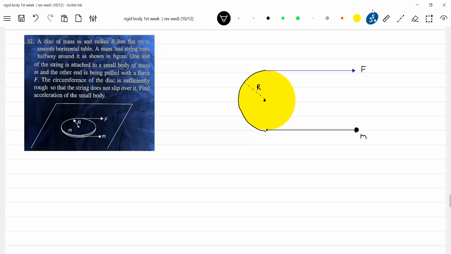There's a force applied. The disk is having a mass m, this particle. Both are lying on a smooth horizontal surface. Find the acceleration of the small body. Acceleration of small body means this m only, no? You mean to say here.